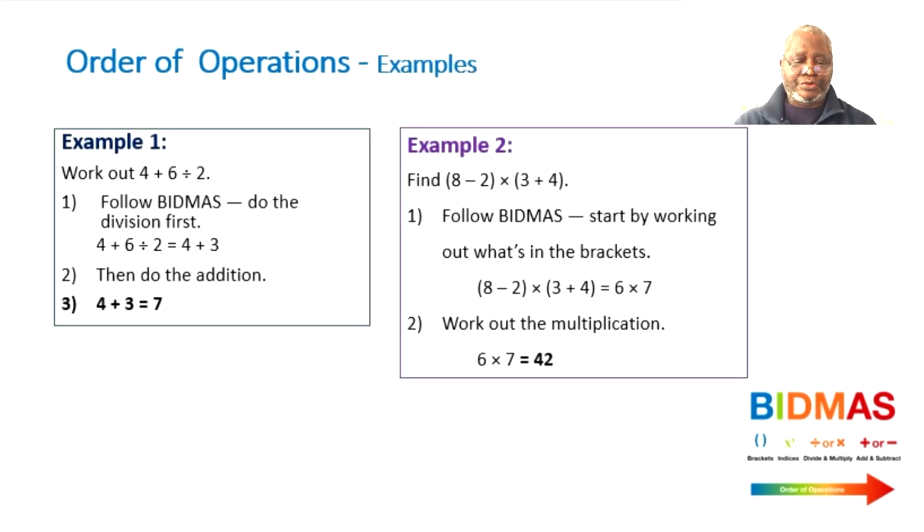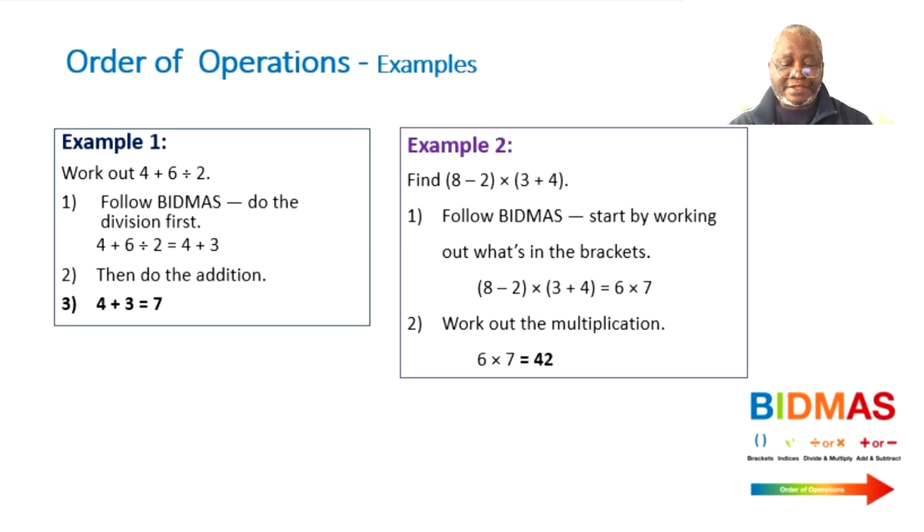Order of operations. 2 examples. Example 1. Work out 4 plus 6 divided by 2. Apply BIDMAS and you do the division first. Then do the addition. That is 4 plus 3 is equal to 7.